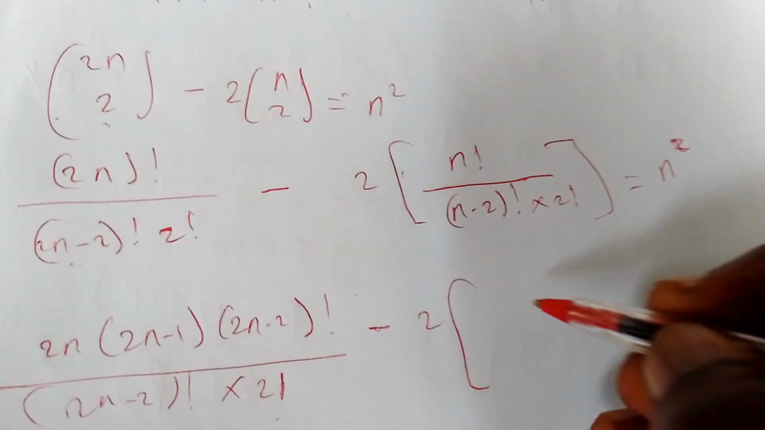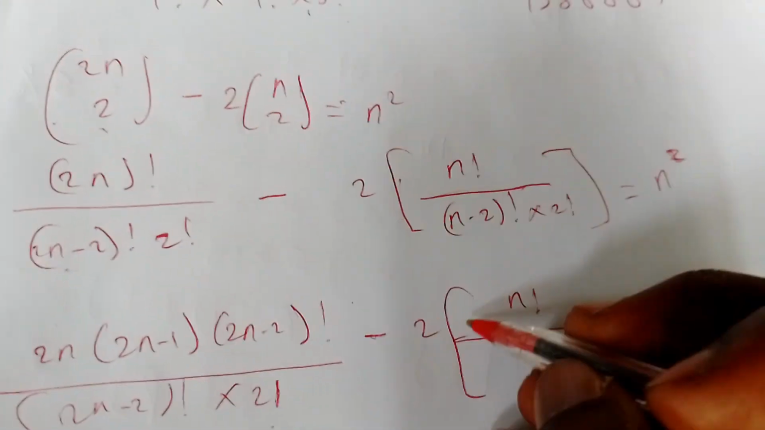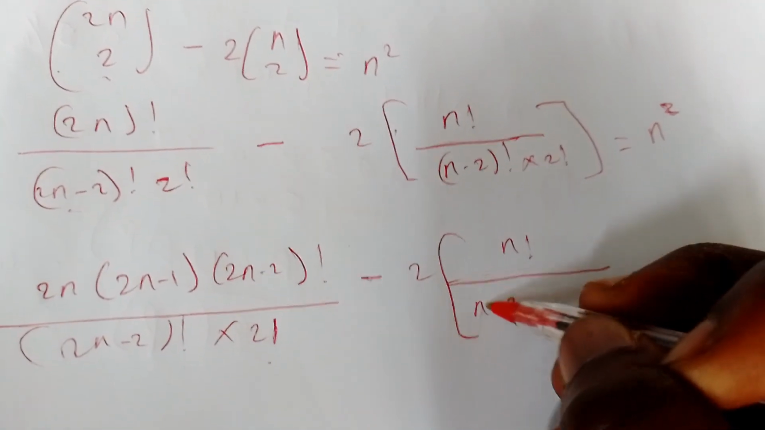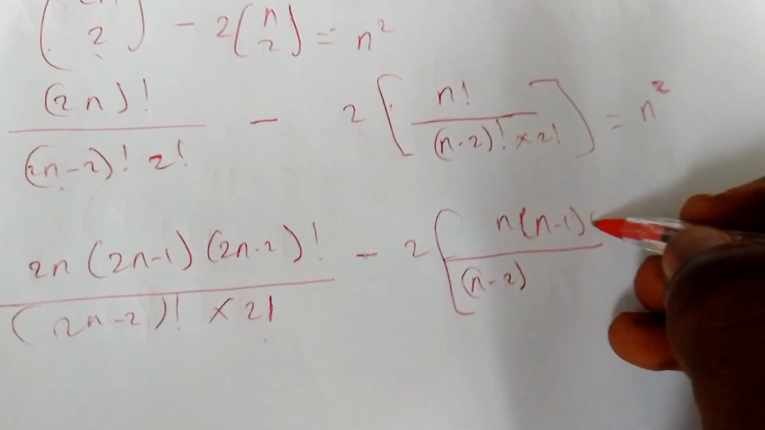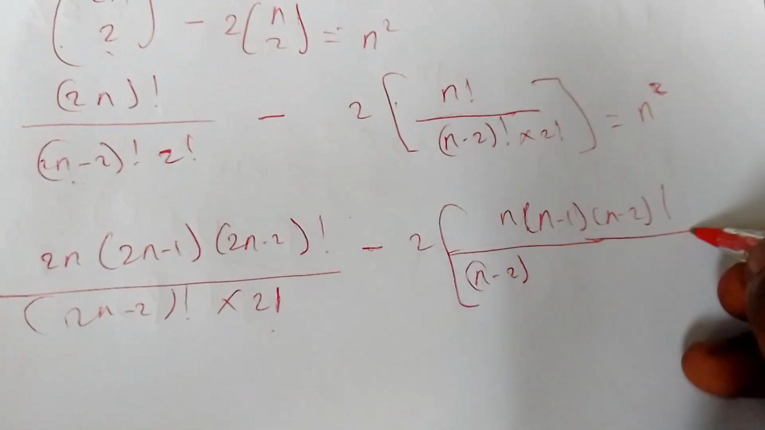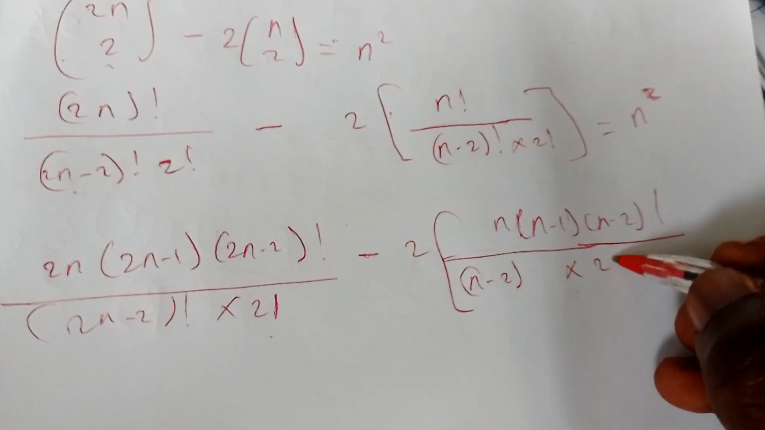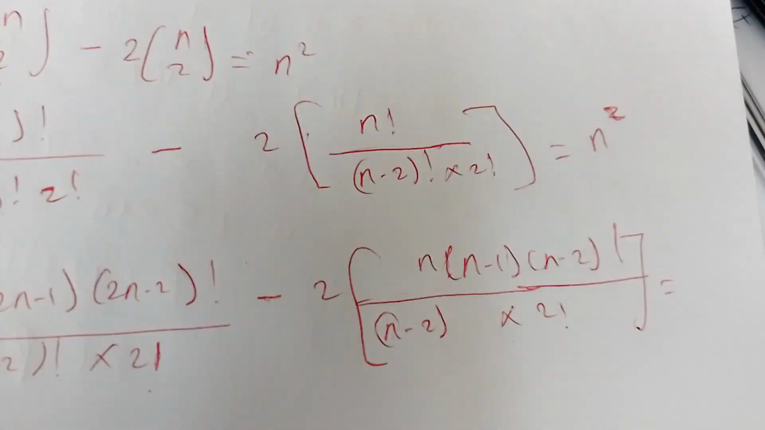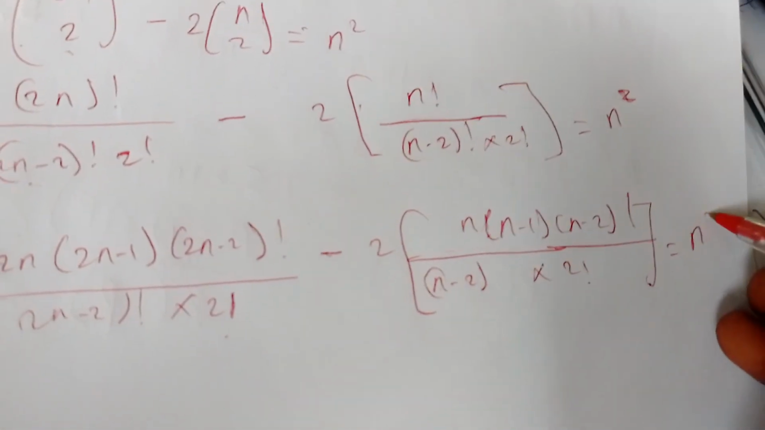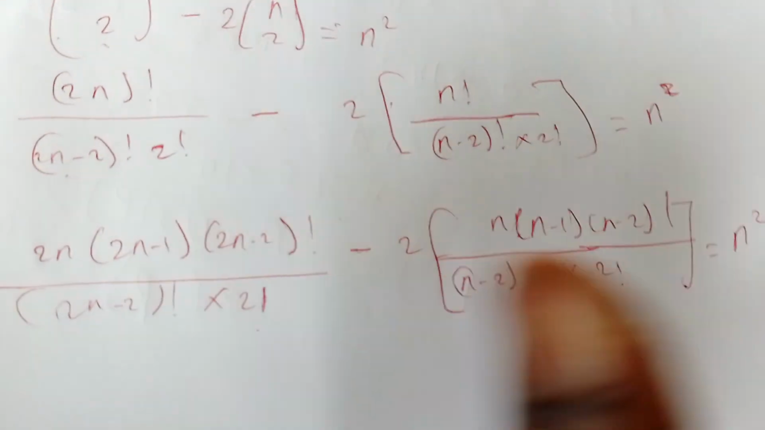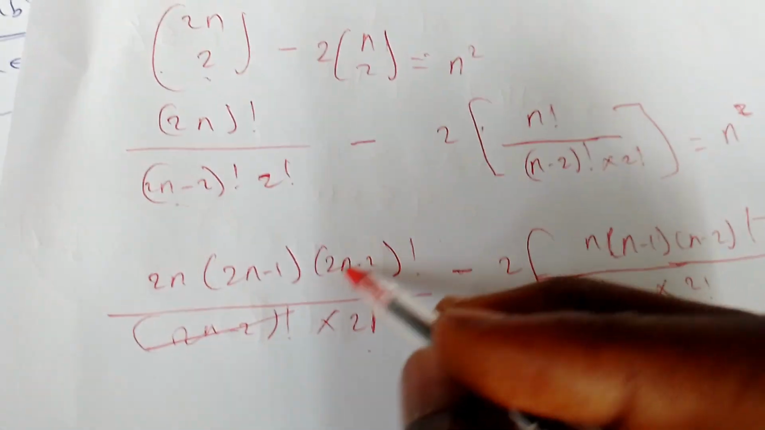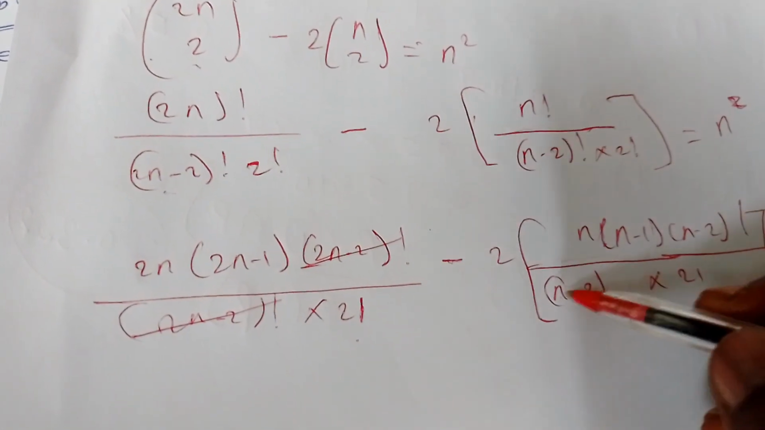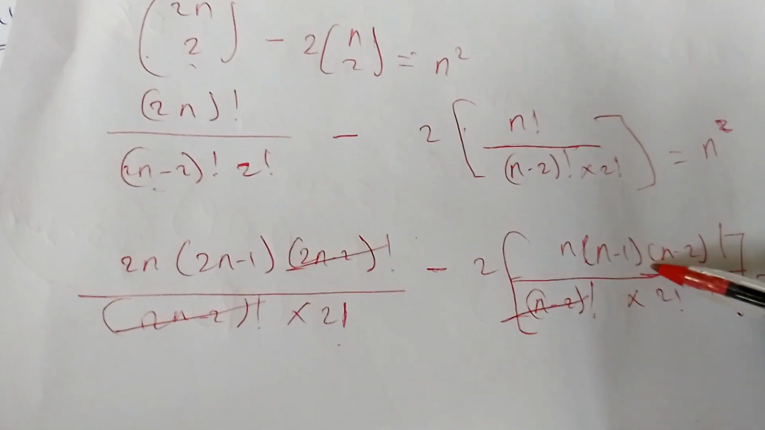We can do the same thing for this. Then we do n times (n minus 1) times (n minus 2) factorial, all divided by 2 factorial. So I guess you understand why we are doing this. We are just trying to simplify now to prove that this side equals n squared. That's all we are trying to do. So this simply goes off with that, there's a factorial, this goes off with that. So we end up with something interesting.